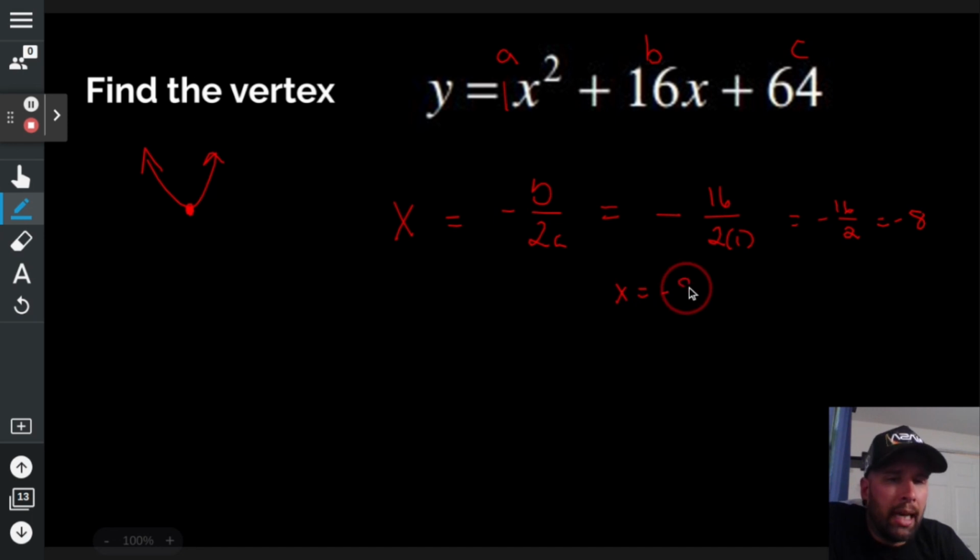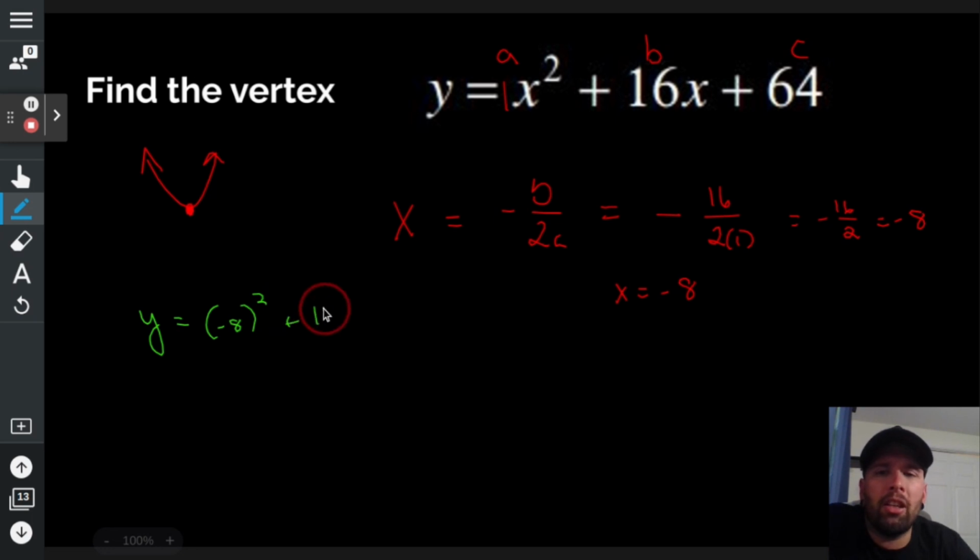Okay, now let me just write that out. X is negative 8. Now, this gets me the x value and the x value only. I'm asking you to find the vertex, which insinuates that I want the point that would be the minimum in this case. So the way you find the y value is you just plug in negative 8 into that and do a little bit of math. So let me do that over here. Y equals, I'm replacing every x with negative 8, so negative 8 squared plus 16 times negative 8 plus 64.